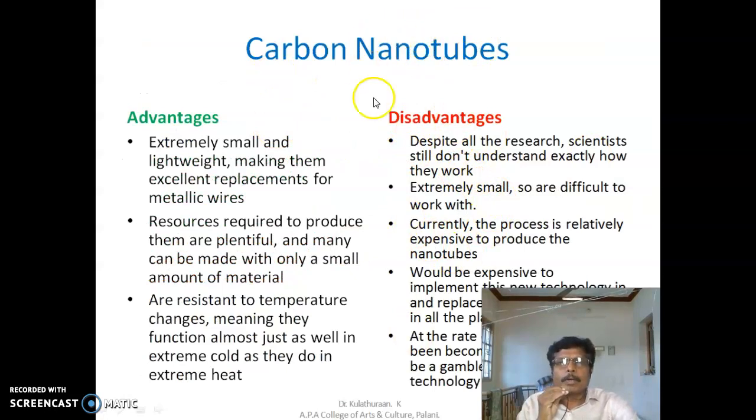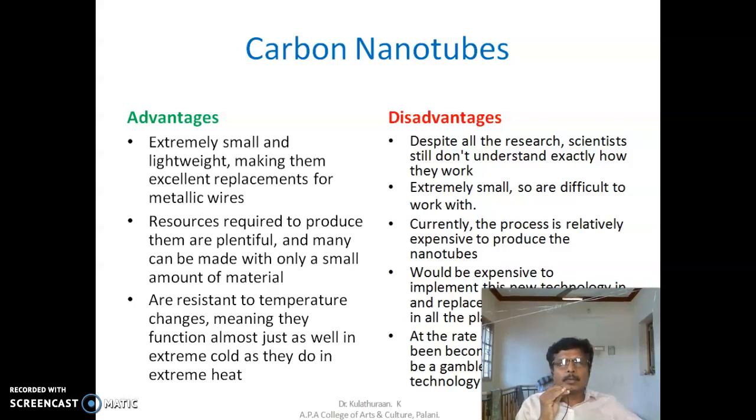Then the advantage of carbon nanotubes. The advantage of carbon nanotubes is very important here. Carbon nanotubes are extremely small and lightweight, making them an excellent replacement for metallic wires. Also, the resources required to produce them are plentiful, and many can be made with only a small amount of materials. They are resistant to temperature changes, meaning they function almost just as well in the extreme cold.